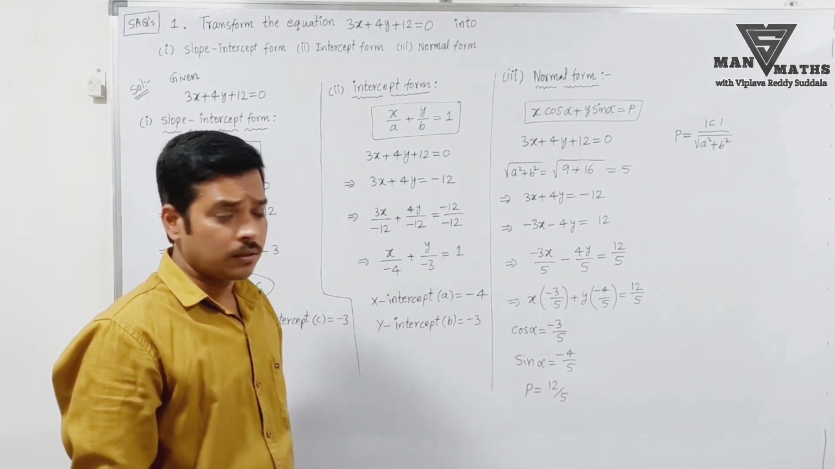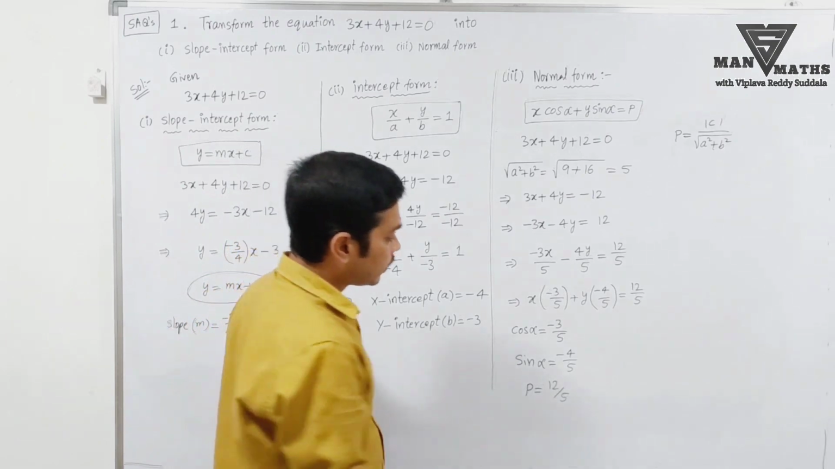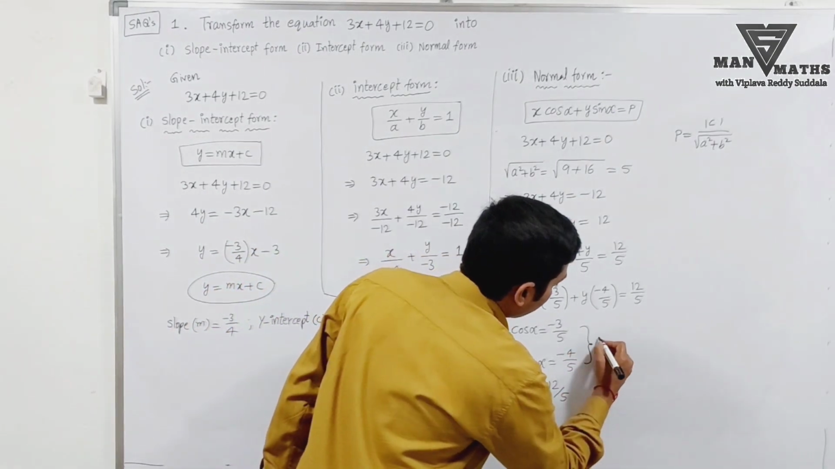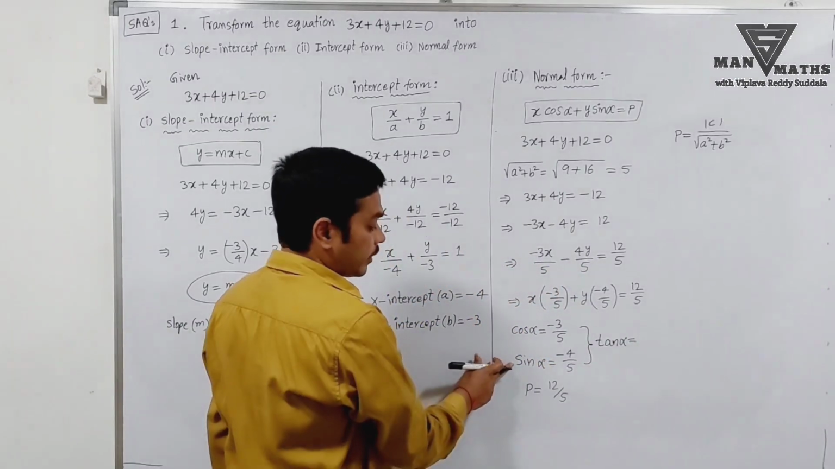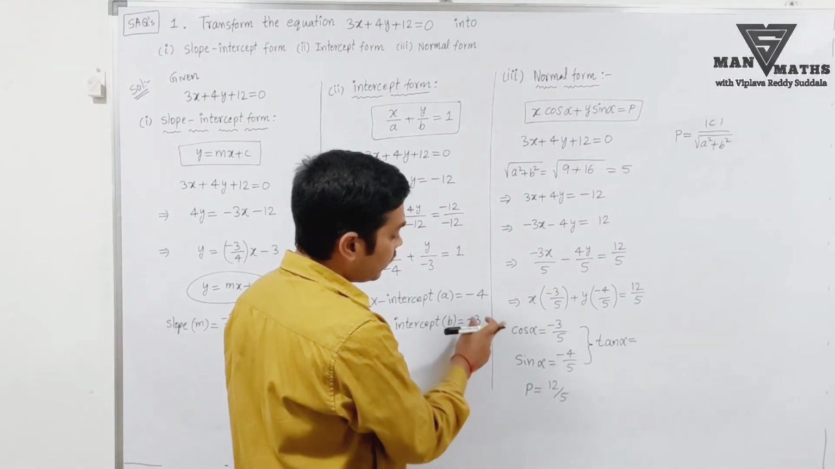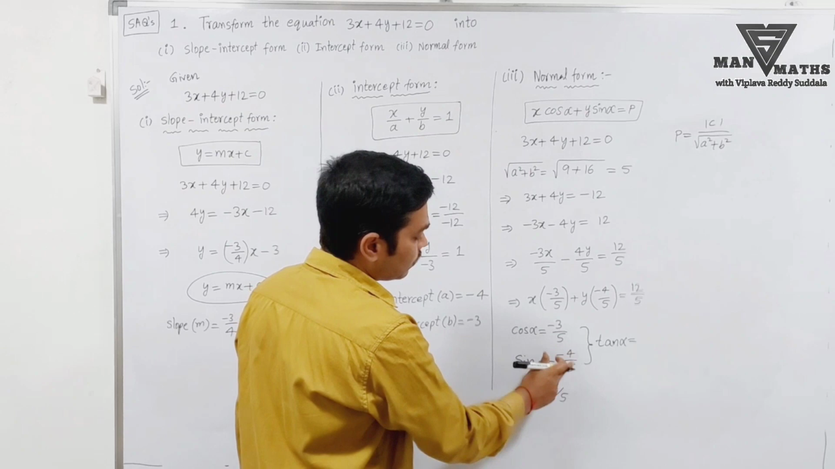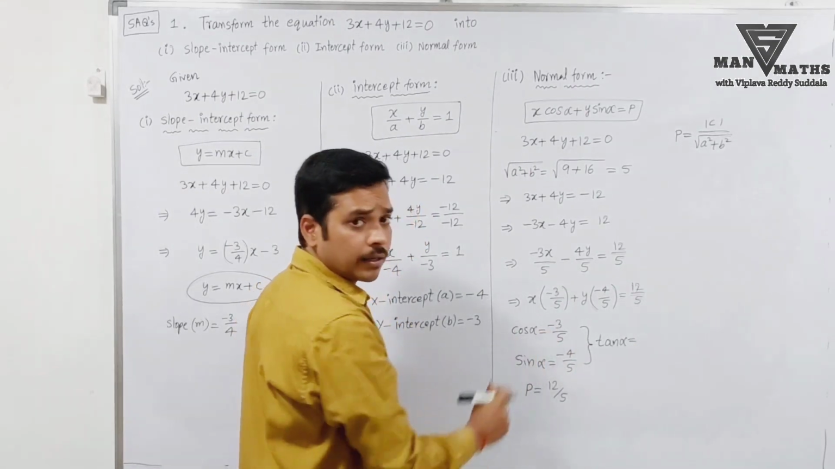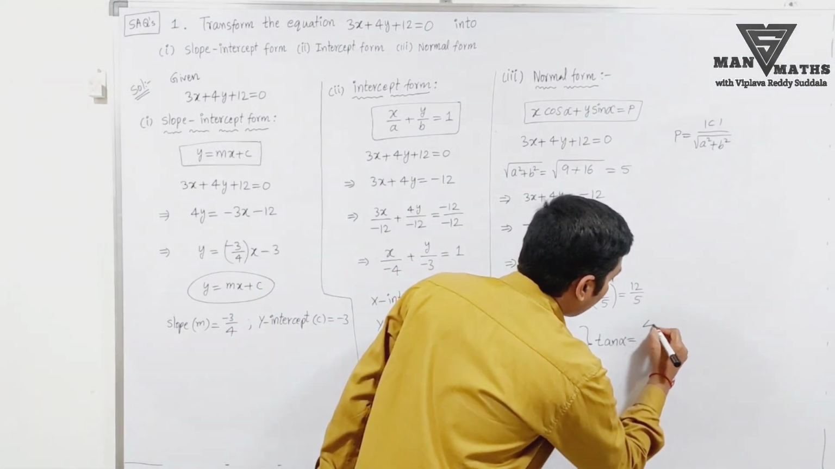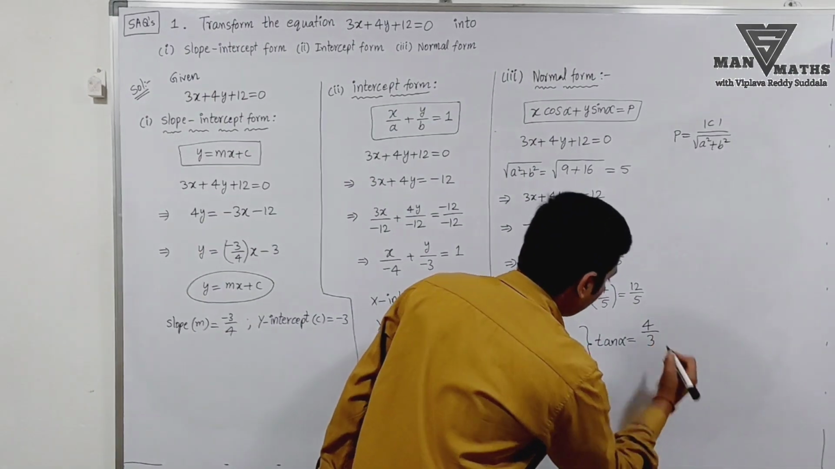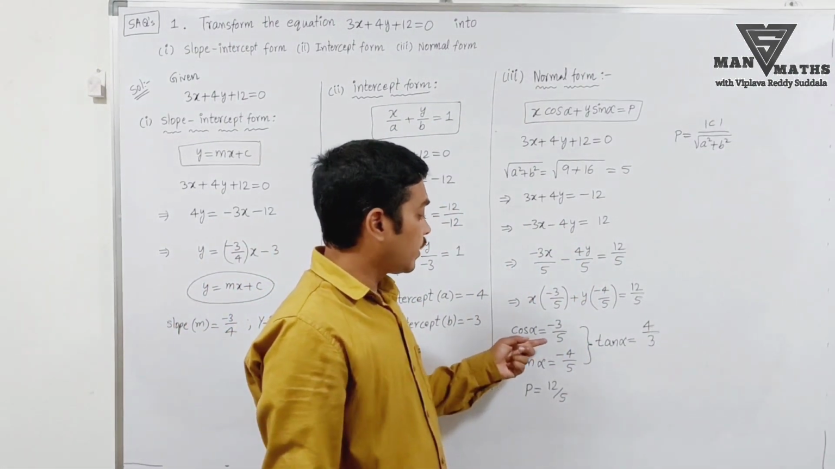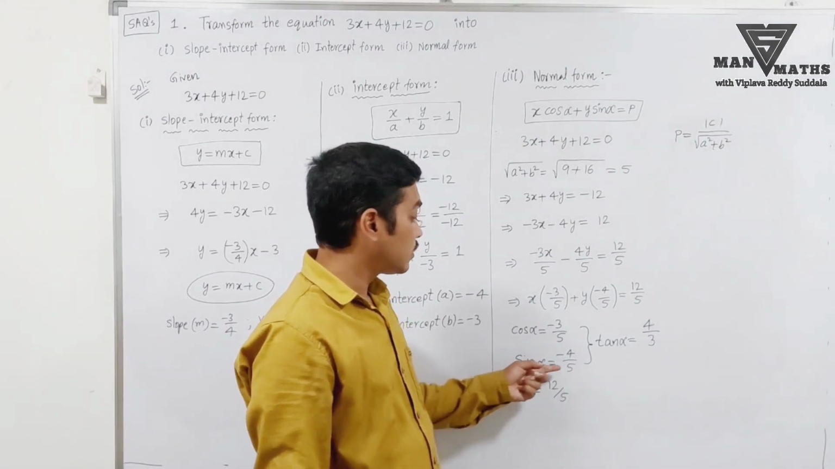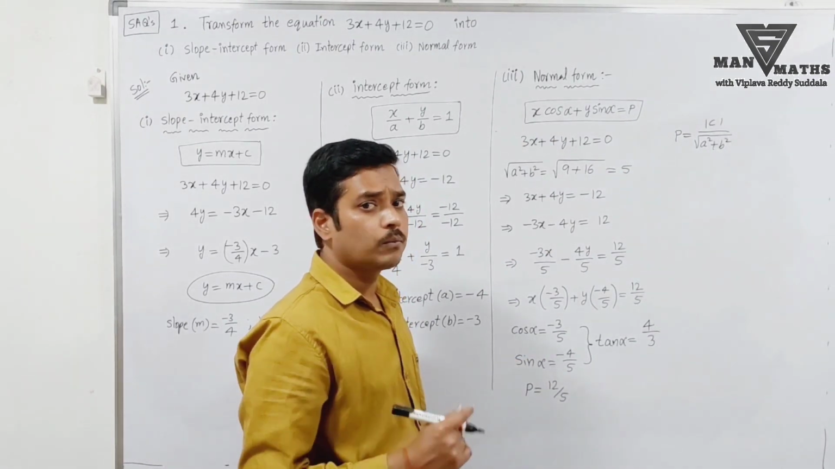cos alpha is equal to minus 3 by 5, sin alpha is equal to minus 4 by 5. From these two values, tan alpha is equal to sin alpha by cos alpha, which is minus 4 by 5 by minus 3 by 5, that is equal to 4 by 3. Here cos alpha is negative, sin alpha is also negative.